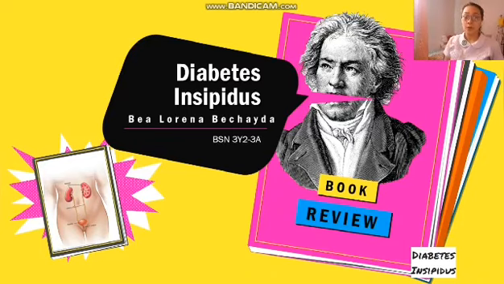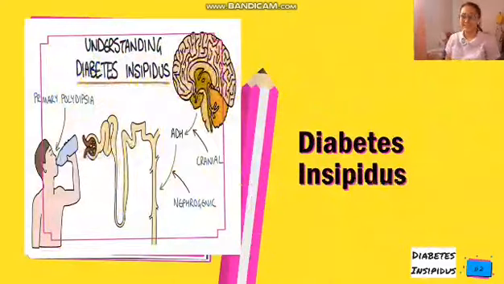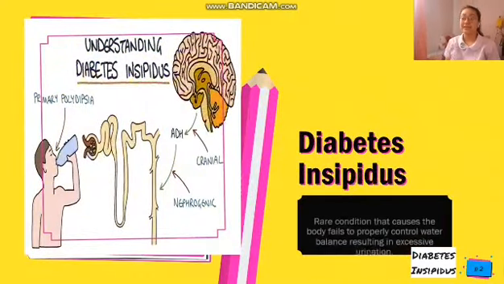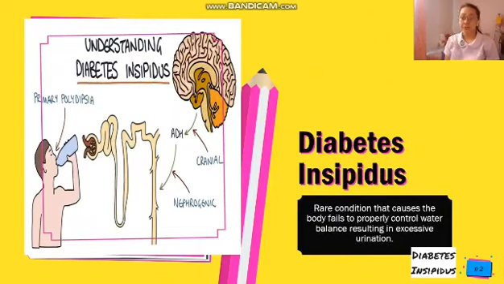In this video, we will discuss diabetes insipidus, its definition, main types, signs and symptoms, causes, and its pathophysiology. What is diabetes insipidus? It is a rare condition in which your body fails to properly control water balance and makes a lot of urine that is insipid, or colorless and odorless.